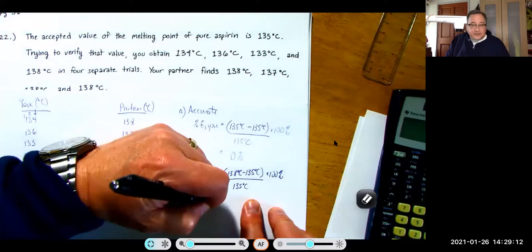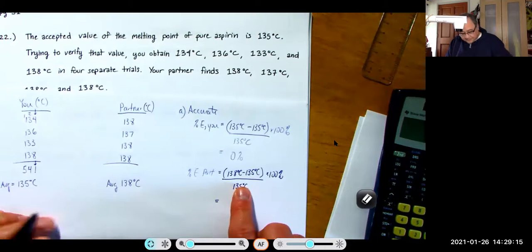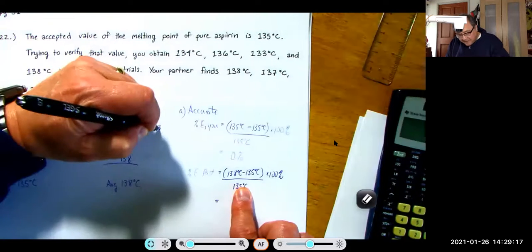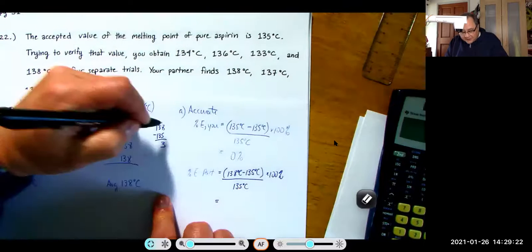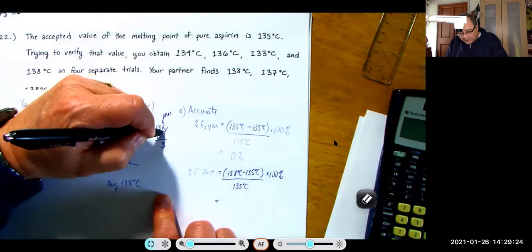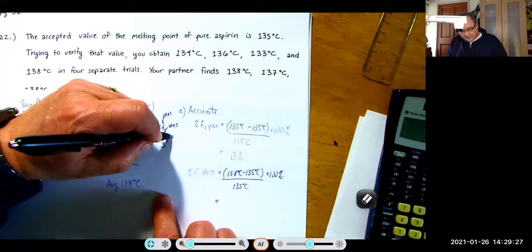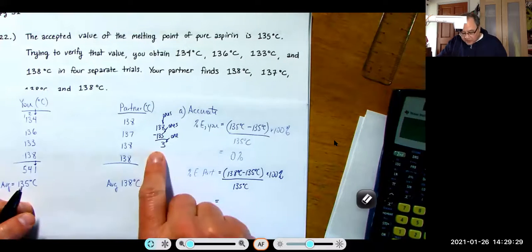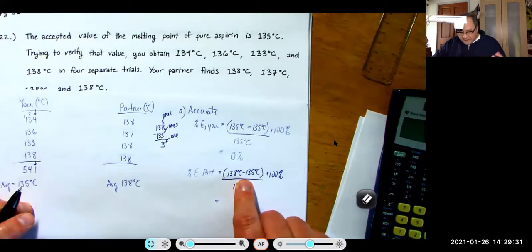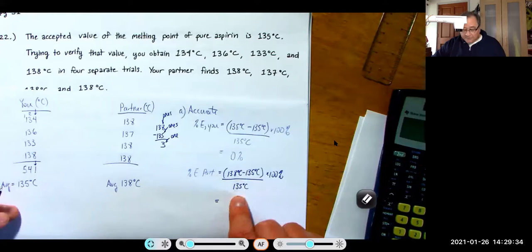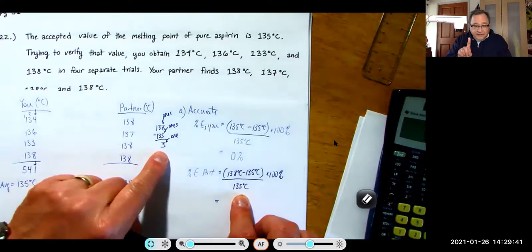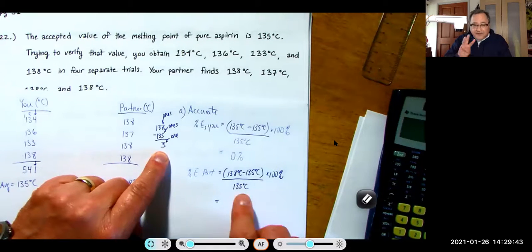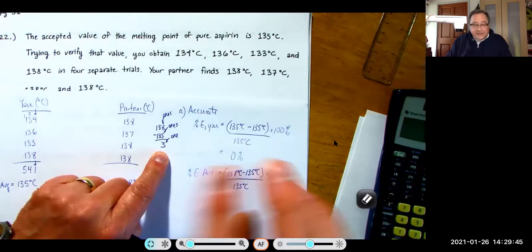Now let's talk about significant figures for this problem. If we have 138 minus 135 and get 3, this is good to the ones. So our top answer would be 3. Now we're going to take that 3 and divide it by 135. So here we don't look at precision. We look at how many significant figures. 3 only has one significant figure. 135 has 3, and 100 is infinite.